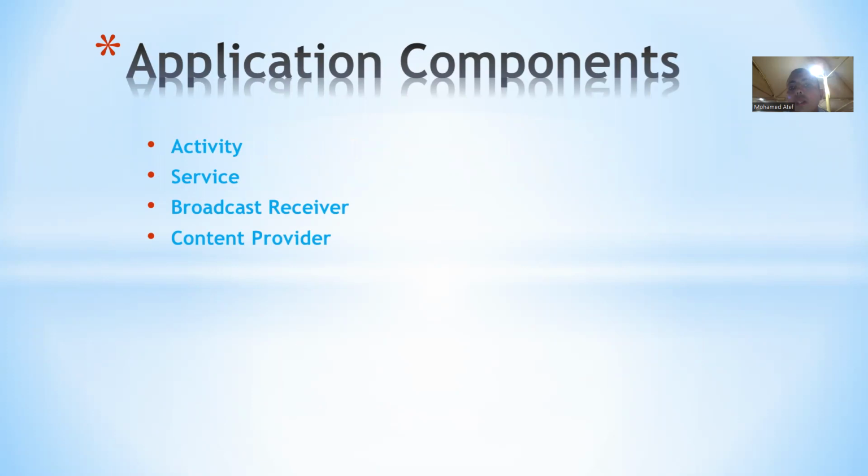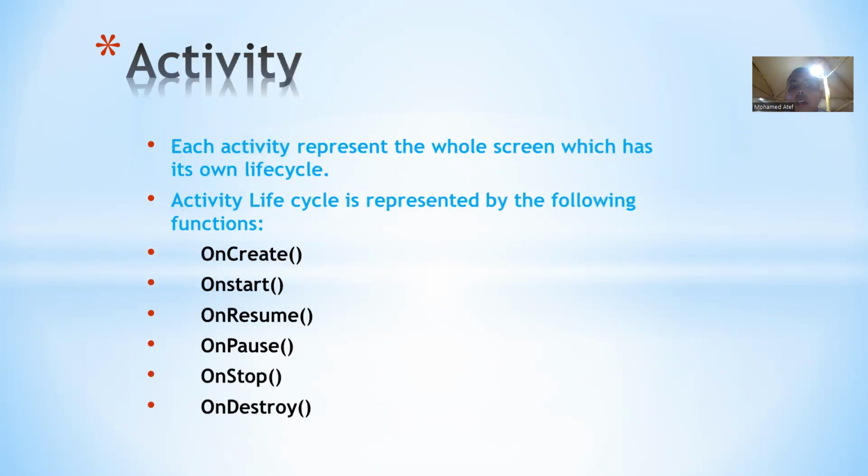What are application components, or Android application components? It is an important topic in Android development. Application components include activity, service, broadcast receiver, and content provider. What is an activity in Android? Each screen can be represented as an activity. Each activity represents the whole screen, which has its own life cycle.